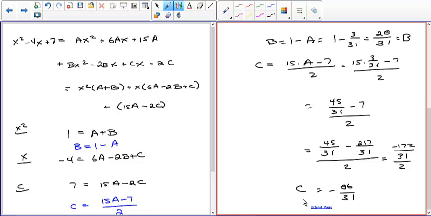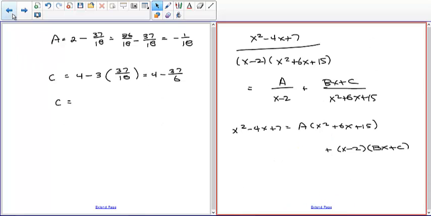Okay, so those are the coefficients. So if we go back now to our original expression, all the way back here, wherever it was. Oh, here it is.